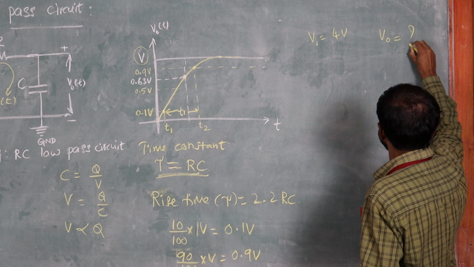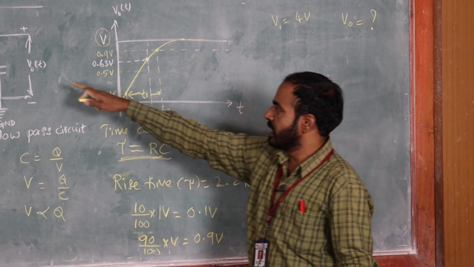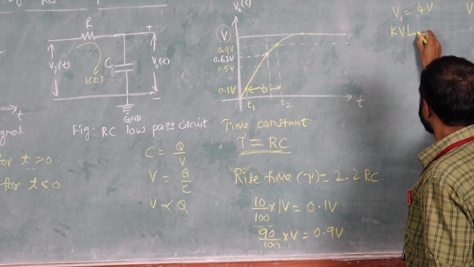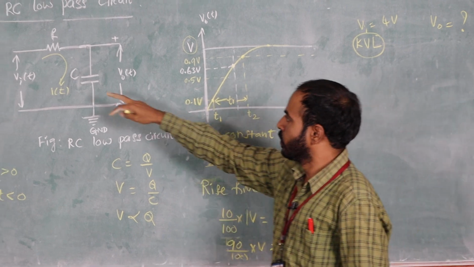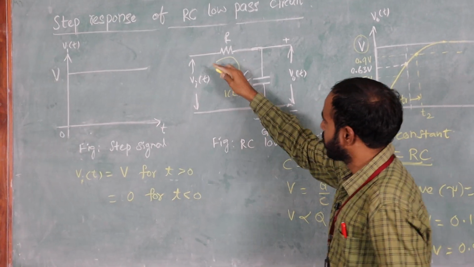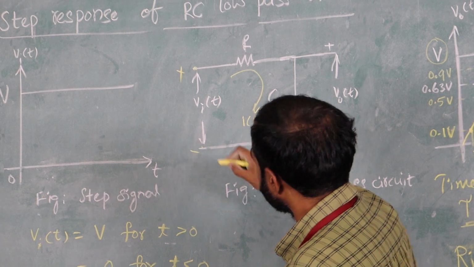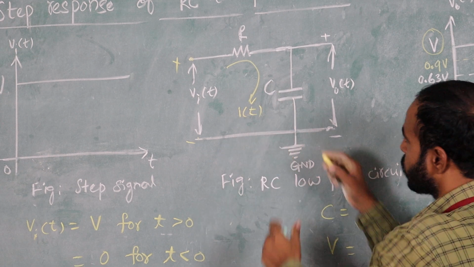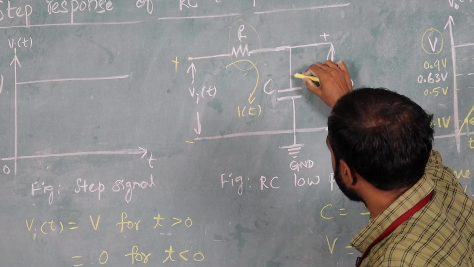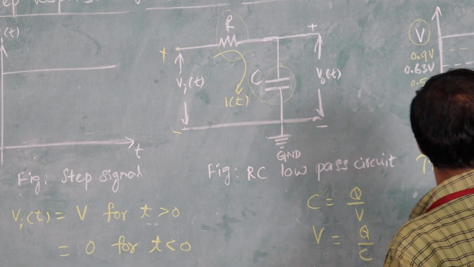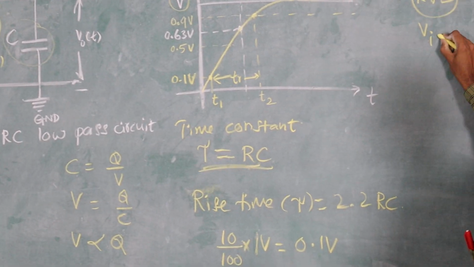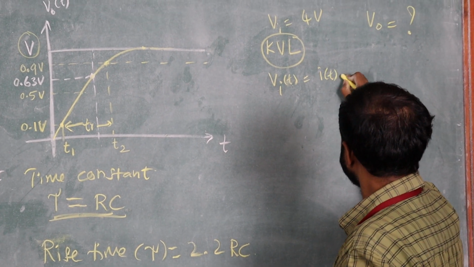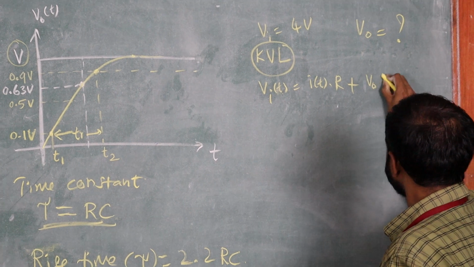So we have to see what is the V0 value. V0 is the voltage across the capacitor. So we know the KVL, Kirchhoff's voltage law, by applying KVL in this loop. So here applied voltage, input voltage equal to sum of the voltage drops in the circuit. So here you can take the voltage drop across R and the voltage drop across C. So here from the KVL you can write the relation: Vi of t equal to I of t into R plus V0 of t.